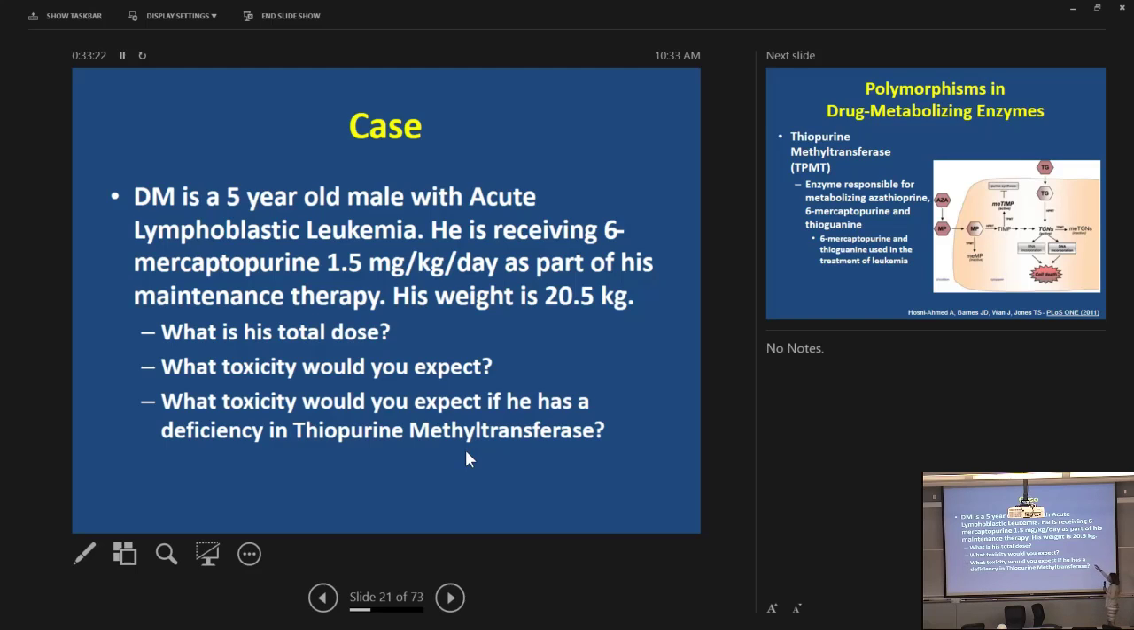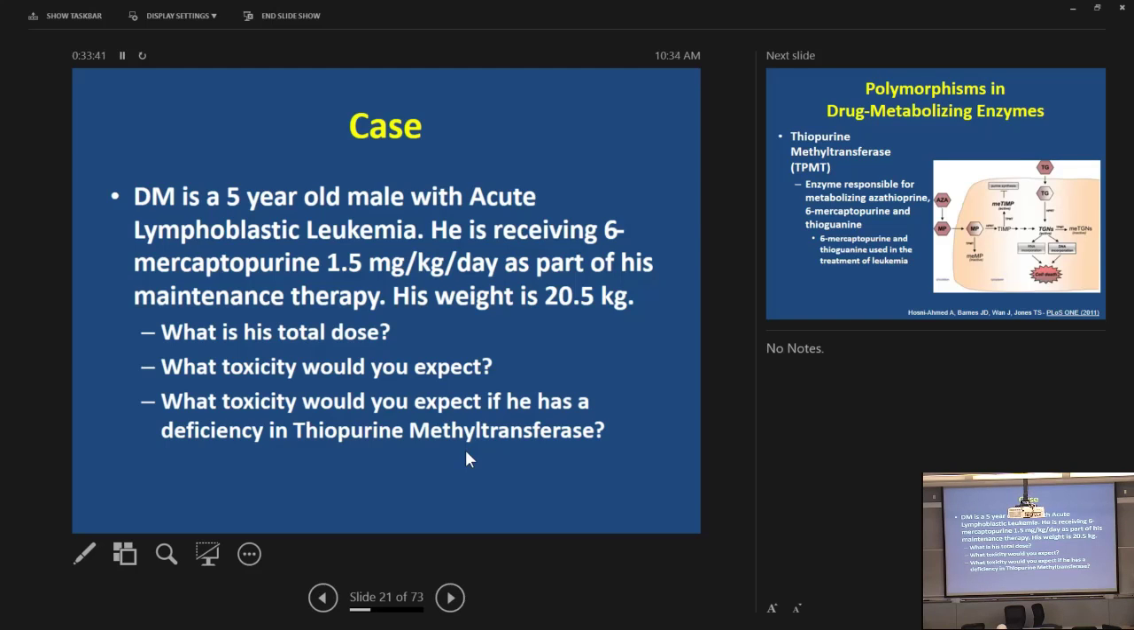What toxicities do we typically expect from antimetabolites? Mucositis, maybe alopecia, myelosuppression, what other GI?